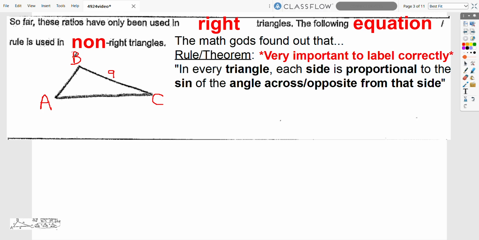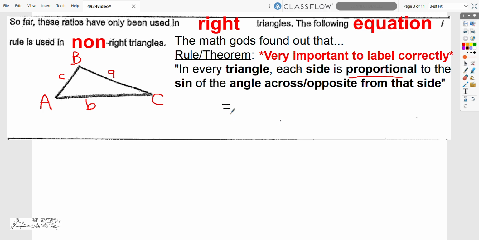Across from angle B, the side across from it is going to be side b, lowercase b all the way across. Across from angle C is going to be lowercase c right here, like so. So always the angle and the side are across from each other.